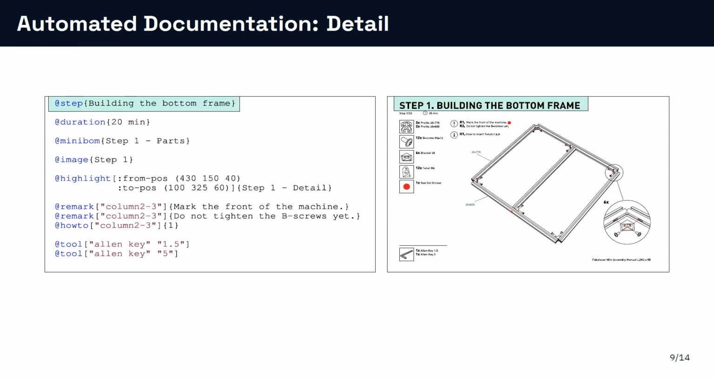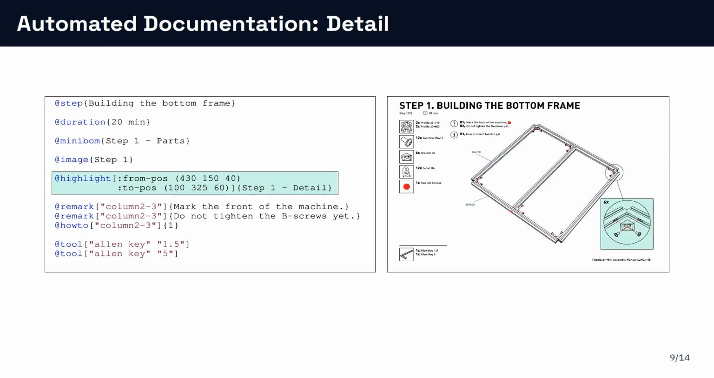And so, for example, we specify that the step is called building the bottom frame, and this gets reflected at the top in the manual. It has a command that we call mini-BOM, bill of materials. So it will automatically create the left column here that is highlighted green based on this information. Then we incorporate the main image of the manual. We just have to specify this string of characters, step 1, and this gets incorporated into the manual automatically.